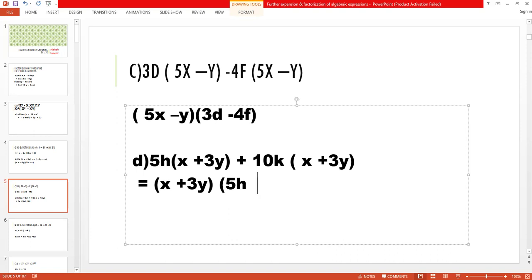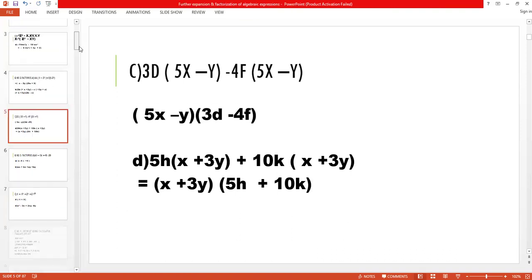If here we have a negative sign, we have to put negative. If here we have a plus sign, we have to put plus. Then this one is 10k. I think question number 2 is very, very easy. So this is part D. So in question number 2, again we have 4 parts and we have done all 4 parts. Now move towards question number 3 of this exercise.